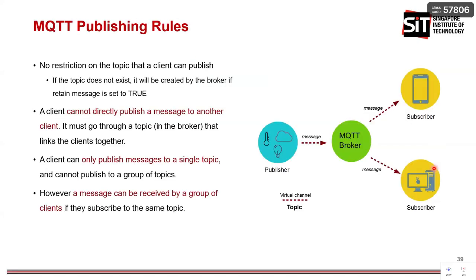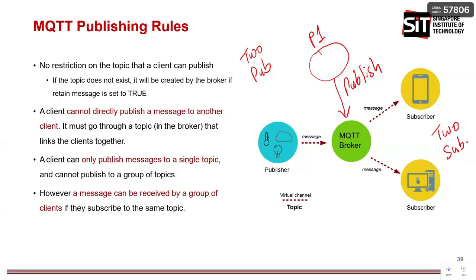Something that I have not put in my slides is that there could be another client. Let me just draw. There can be another client publishing to the broker. Let me put this as P1. P1 can be a new publisher publishing to the broker of the same topic. And in this case, you can see that we have two publishers and two subscribers. So assume that they share the same topic.